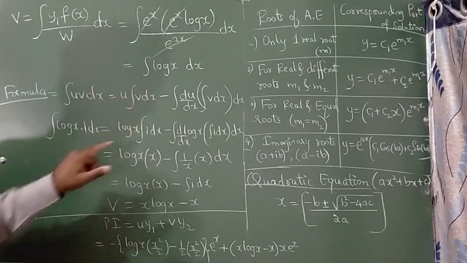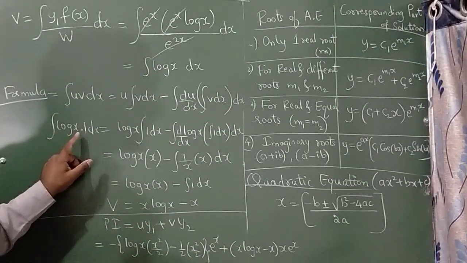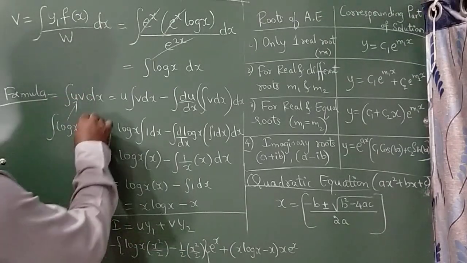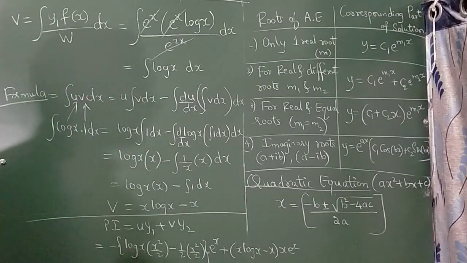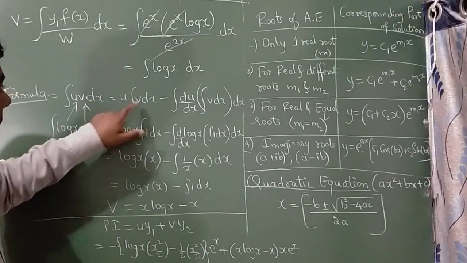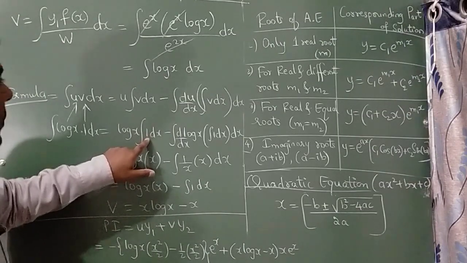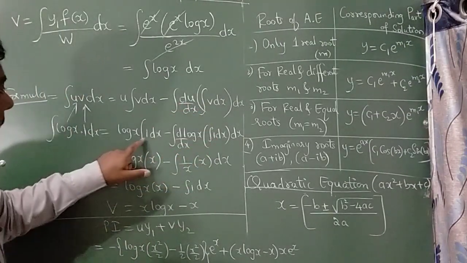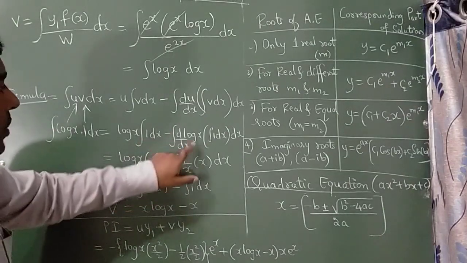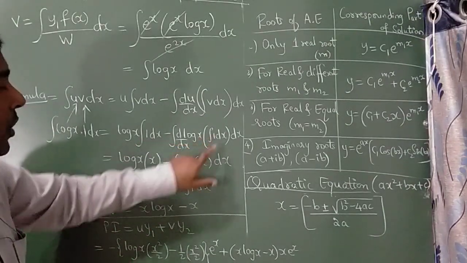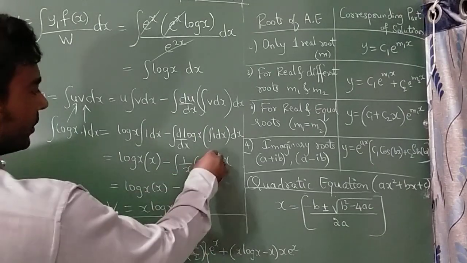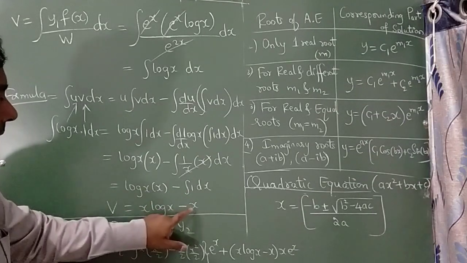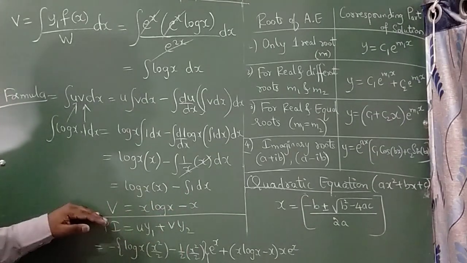Now instead of log x, I am going to write log x into 1. Now log x can be written as u and 1 can be written as v. So in place of u, write log x. In place of v, write 1. So integration of 1 is x. d by dx of log x is 1 by x. Integration of 1 is x. Fine. Now this gets cancelled. So what is integration of 1? It is x. So this is v.